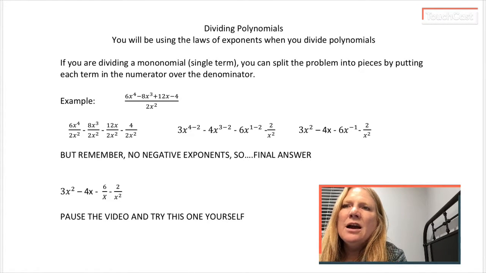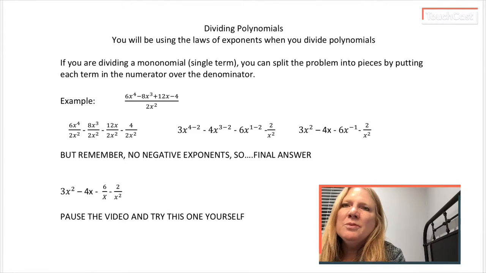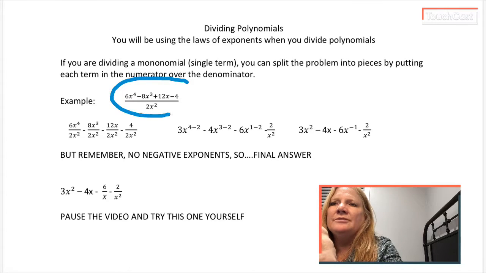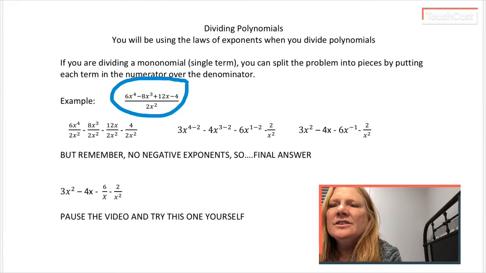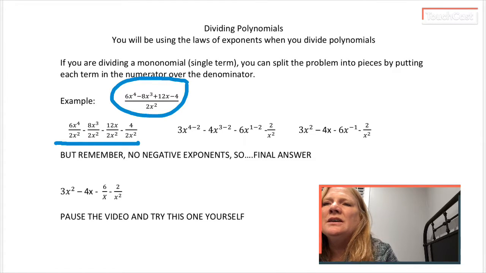When you're dividing by a monomial, a single term, you can split the problem into pieces by putting each term in the numerator over the denominator. Here's that example: 6x to the fourth power minus 8x to the third power plus 12x minus 4, all over 2x squared. You'll see what I did first is I split it all up and put each term in the top over the term in the bottom.